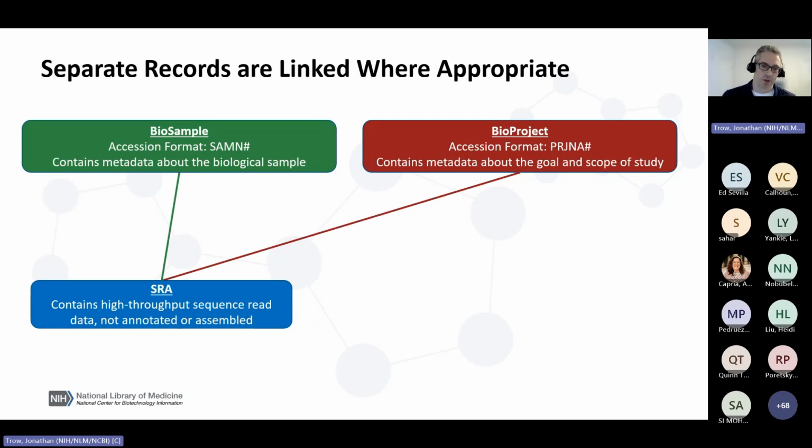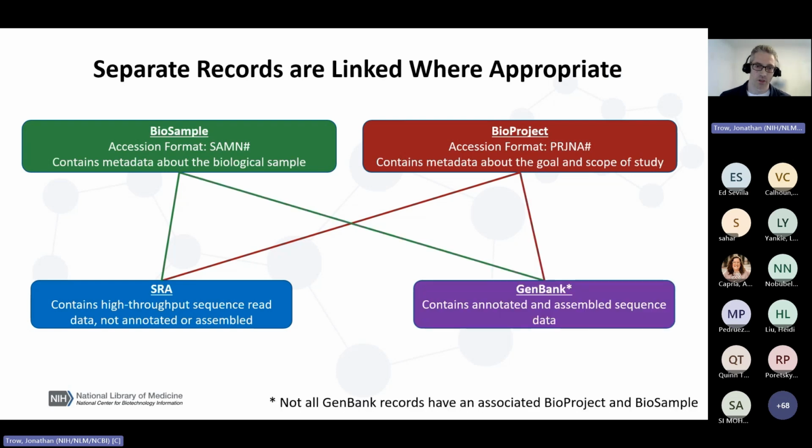And in addition, if you are submitting both to SRA and to GenBank, you can link your records to the same sample to indicate that they were generated from the same biological source material, and the same project to indicate that they are part of the same overall study or initiative. One thing to note here is that not all GenBank records have an associated BioProject and sample, but they can be linked to those. And if you are submitting to multiple databases at NCBI, that's highly recommended to make your data maximally useful.